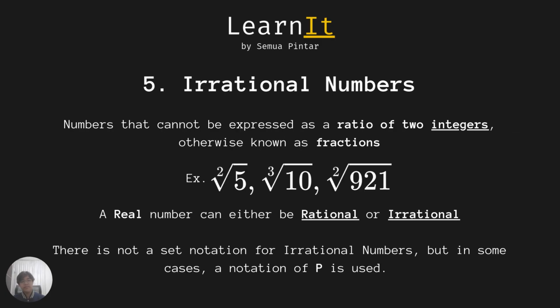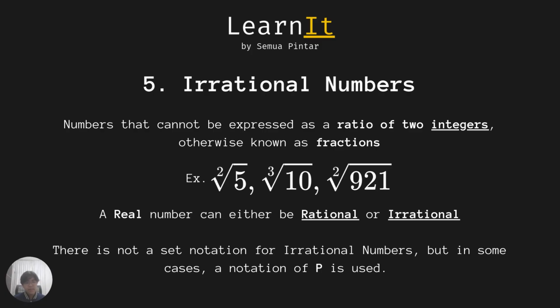Next is irrational numbers, which is the opposite of rational numbers, where rational numbers are numbers that can be expressed as a ratio of two integers. Irrational numbers are numbers that cannot be expressed as a ratio of two integers, otherwise known as fractions. A few examples of irrational numbers are the square root of 5, the cube root of 10, and the square root of 921. The reason these are irrational is that when we express them, it is going to be a never-ending decimal, and as such, we cannot express them as fractions.